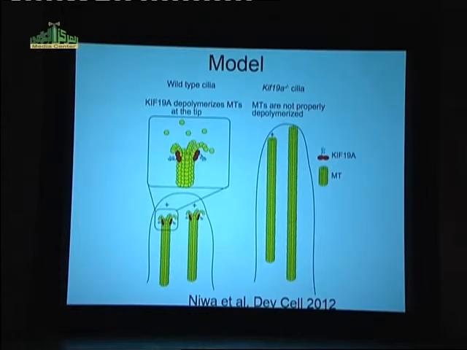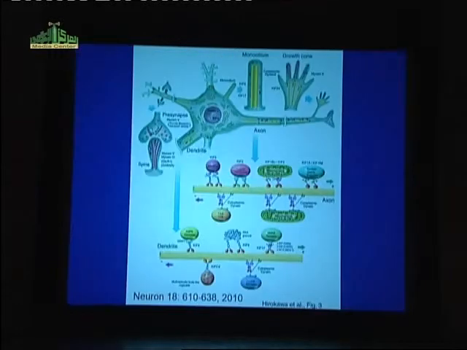So KIF19A moves along microtubules towards the plus end, accumulates at the ciliary tip, the plus end, depolymerizes microtubules, and controls the ciliary length. So this is very fundamental for the control of the ciliary length. And if you have a defect of this, hydrocephalus occurs, and also female infertility occurs.